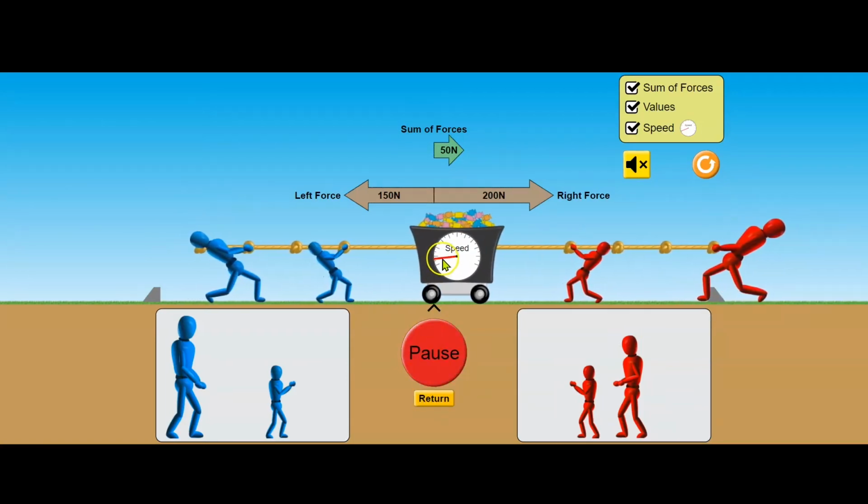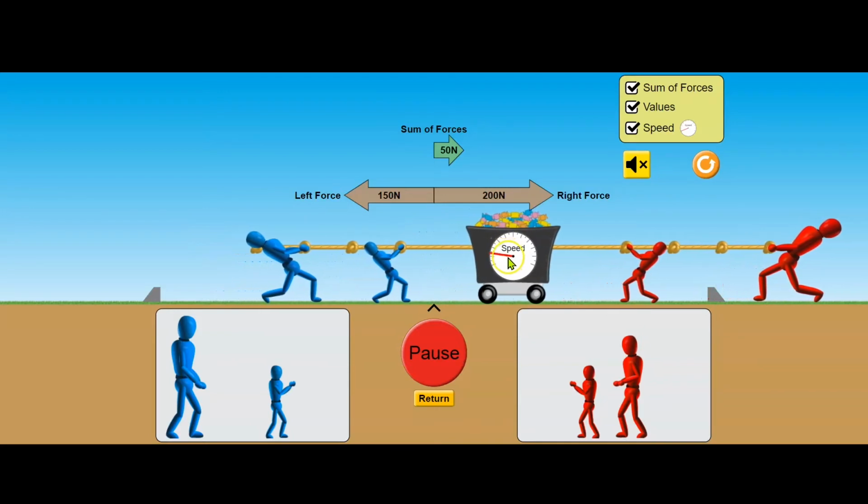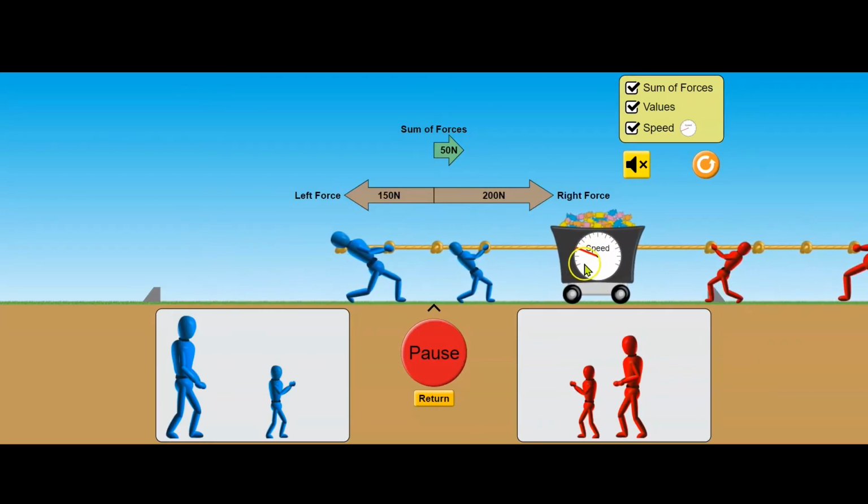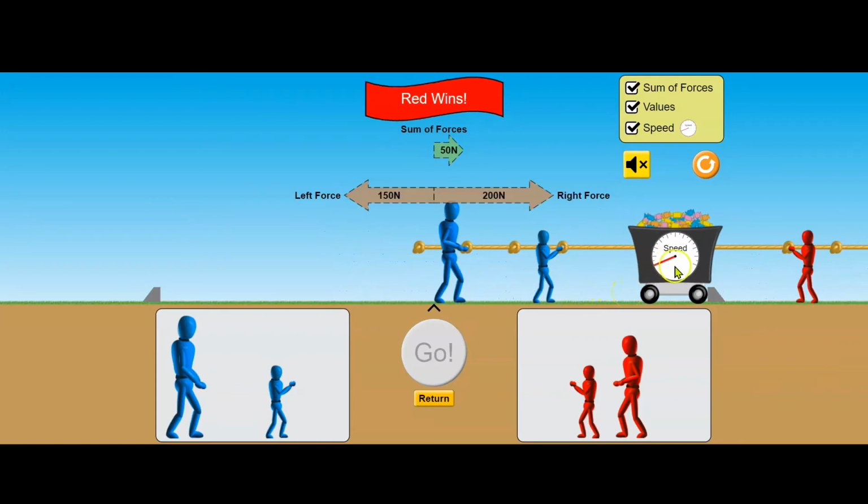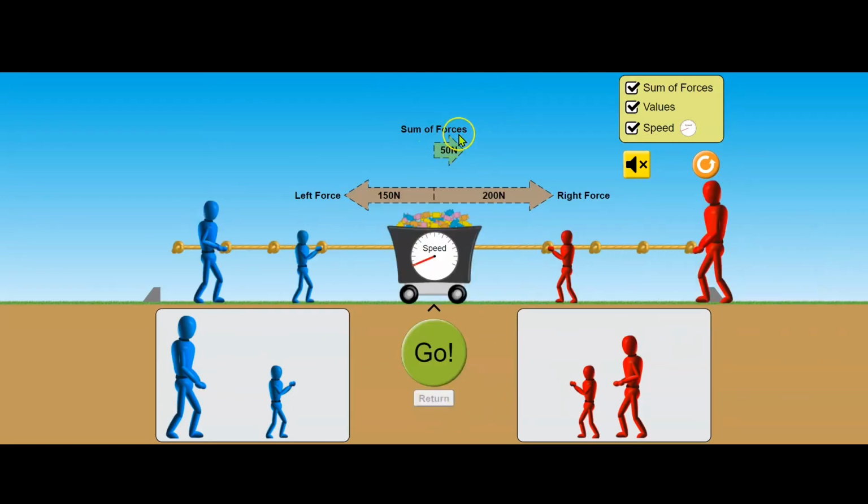So notice how that speed is increasing. We have a change in velocity, which means we have an acceleration. So not only is the red team winning, or they won, but also that cart accelerated. Okay, so it's not just about which way something is going to move, it's which way something is going to accelerate. Okay, Newton's second law tells us that the acceleration of an object is directly related to the unbalanced force acting on it. So here we had the unbalanced force to the right, which means that the whole tug of war was going to accelerate to the right.